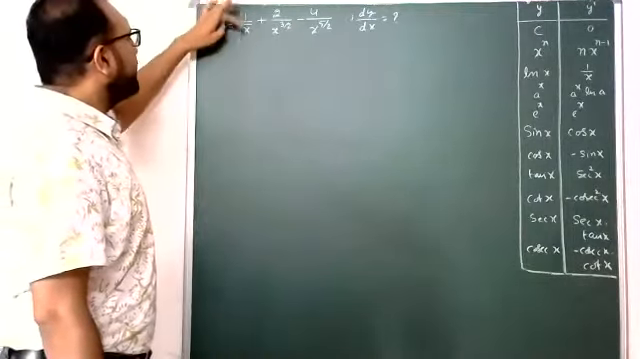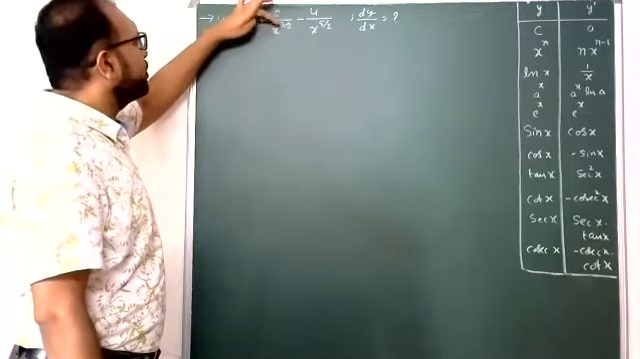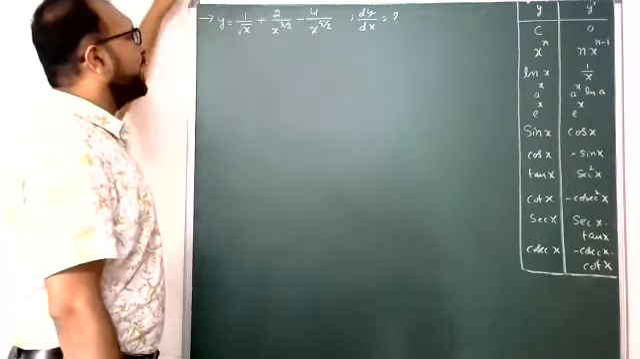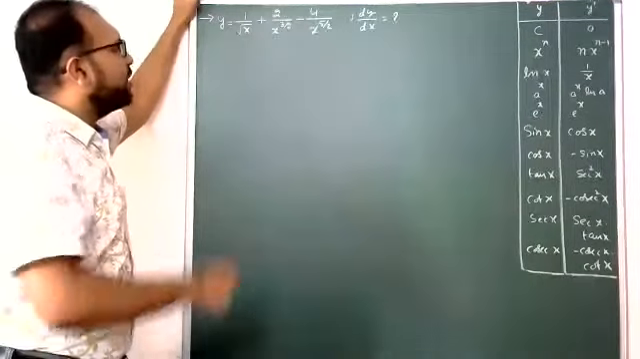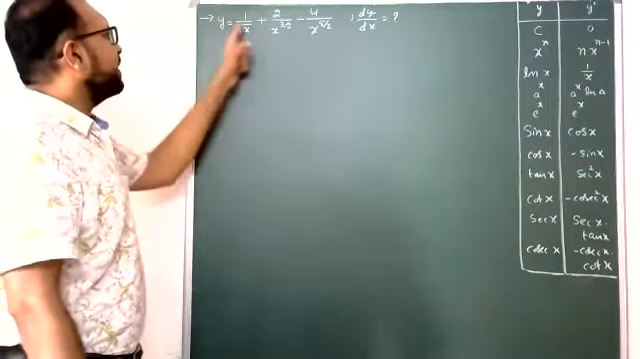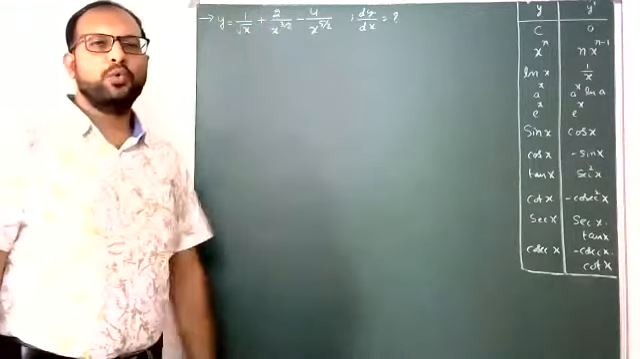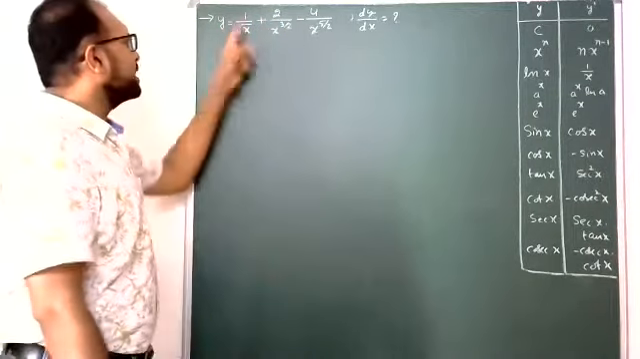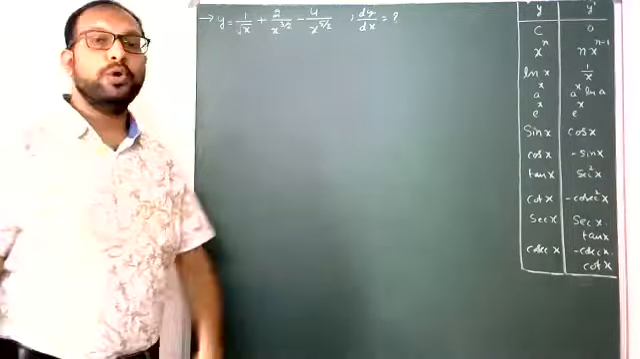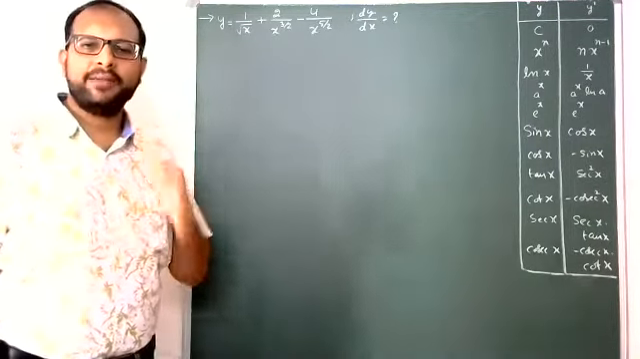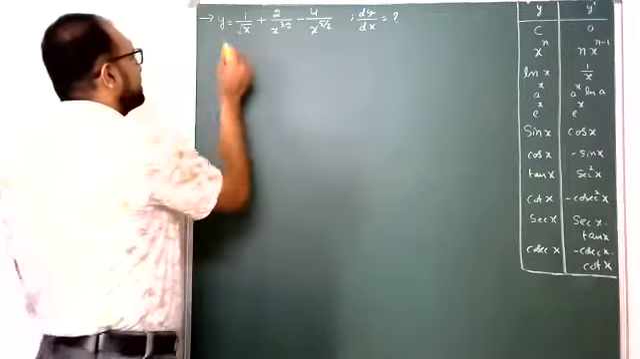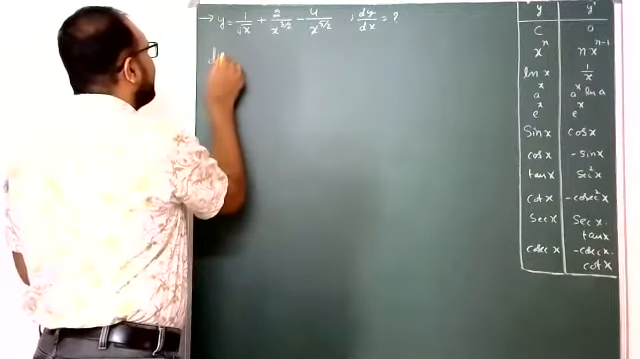Here y equal to 1 by root x plus 2 by x to the power of 3 by 2 minus 4 by x to the power of 5 by 2. Then find the derivative of that function. By seeing this plus and minus, that is rule number 2, and also one constant times one function, rule number 1. So rule number 1 and rule number 2 combined here I am using. dy by dx.